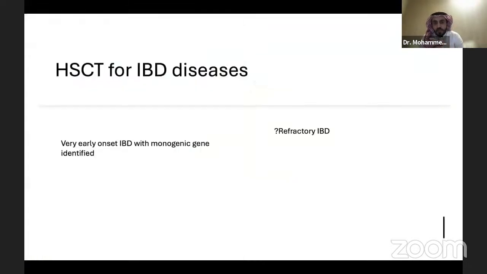Third part of my talk is about hematopoietic stem cell transplant for IBD, and there are two areas I want to talk about. One is the very early onset IBD with monogenic diseases identified, where hematopoietic stem cell transplant is usually preferred, except for certain genes. And the second part, which is more controversial, is refractory IBD, and what to do with a patient who has failed multiple biologics.